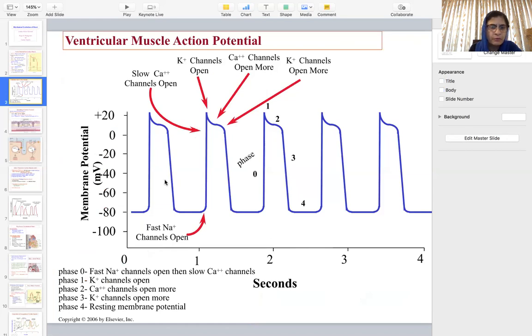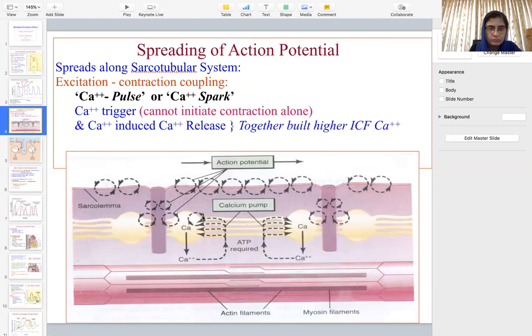So here again they will be showing the fast sodium channels opening. Then we have the potassium channels open, the calcium channels open, and then the potassium channels open, which causes efflux. So again, this is the same diagram, showing the opening of the different channels in the action potential of the ventricular muscle.